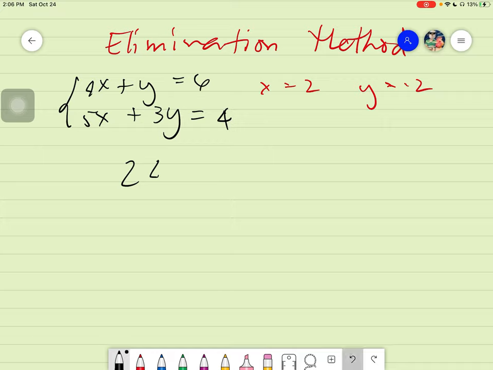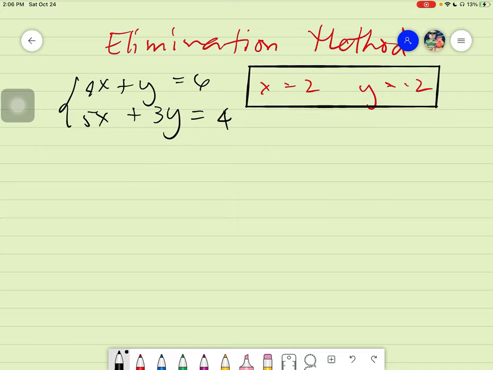So, of course, in our last video, we are aware that the answer is x equals 2 and y equals negative 2. So what our point here today is we must arrive at the same answer, because again the method is different but the answer must still be the same. So let's now begin with the process of elimination.